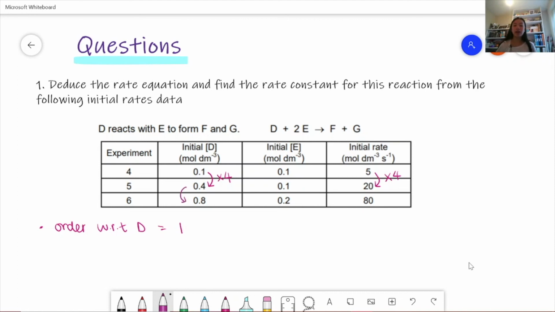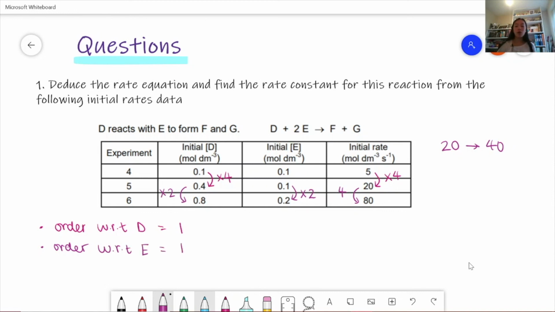So D multiplies by 2, and the concentration of E also multiplies by 2, and the initial rate multiplies by 4. And so because of the concentration of D, and we multiplied that by 2, that means the initial rate of 20 in experiment 5 should multiply by 2. So it should become 40. But it's multiplied by 2 as well. Doubling the concentration of E has also doubled the initial rate from 40. So we have that the order with respect to E is equal to 1.